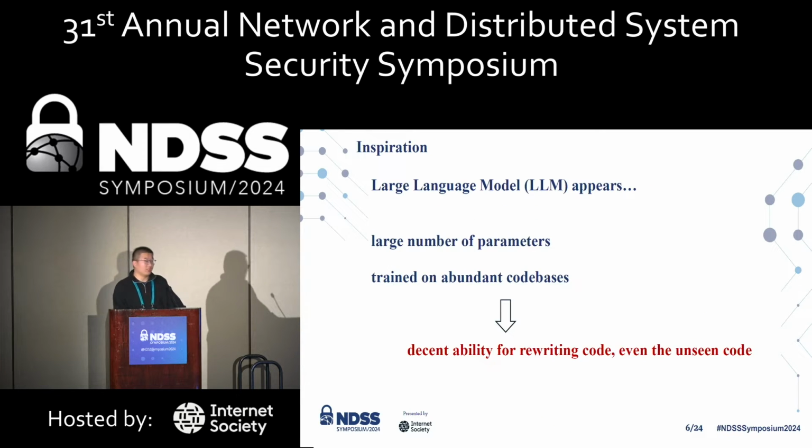And recently, large language models have appeared with very impressive performance in various fields. They have a large number of parameters, which endows them with powerful learning capabilities. What's more, they are also trained on abundant code bases, enabling them to cope with different scenarios. As a result, they have a decent ability for rewriting code, even for unseen code.